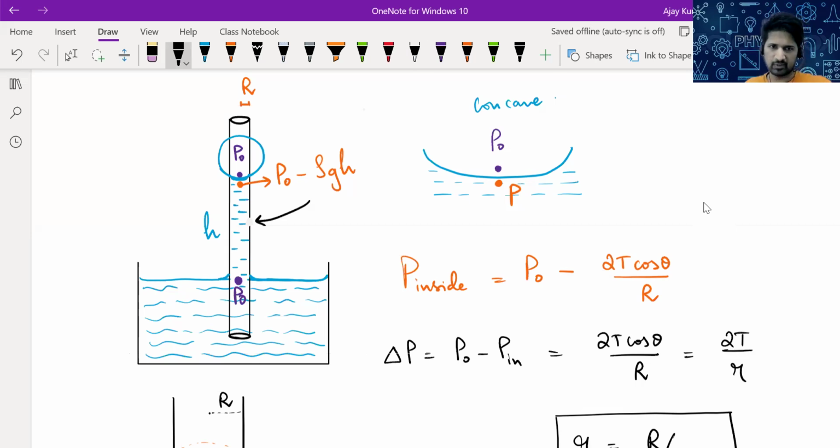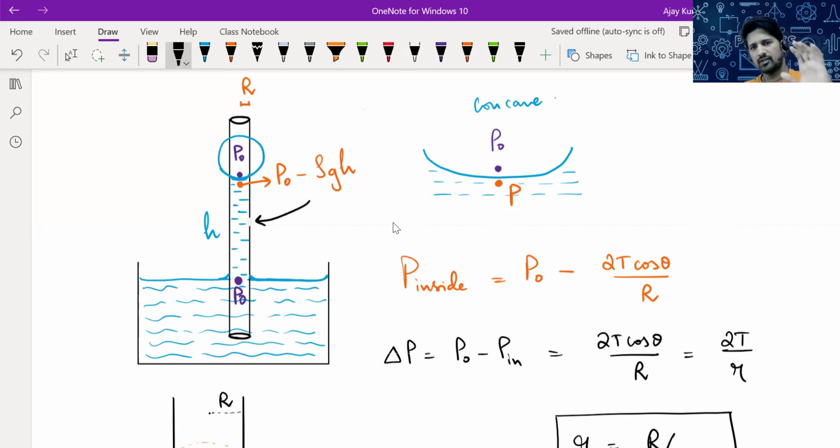The liquid inside the capillary tube is at a pressure less than P naught. Air outside the capillary tube is at pressure P naught. Air is at higher pressure than the liquid inside. So the first thing you see happening will be air going inside. After that, the liquid will start flowing out.